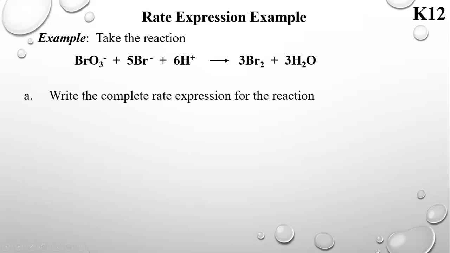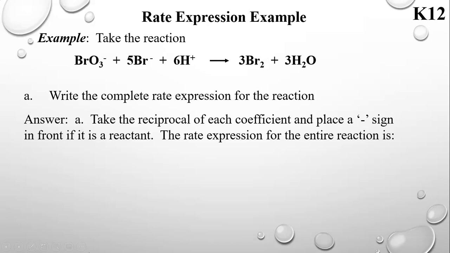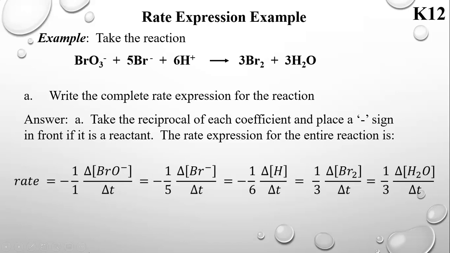So write the complete rate expression for the reaction. Answer: take the reciprocal of each coefficient and place a minus sign in front if it is a reactant. The rate expression for the entire reaction is, so see if that's what you got. You just take the reciprocal of the coefficients. If they're on the reactant side, you put a negative sign. They're all equal to each other, so it's just a bunch of equal signs in between each of those different parts of the equation. And that's how you would do that.